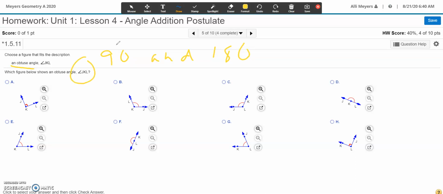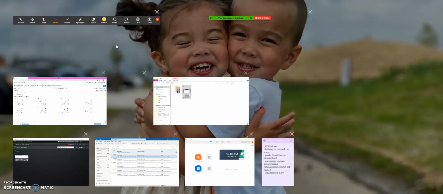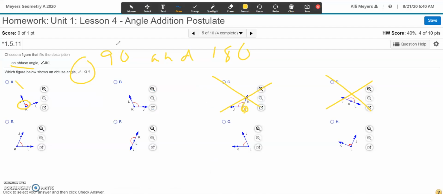Process of elimination. C, the middle, or the vertex is L, so it's not that guy. D is a straight angle. Get rid of that. A, do you see this little square right here? That means 90 degrees. So that's not that one. Sorry, I keep doing that, guys.